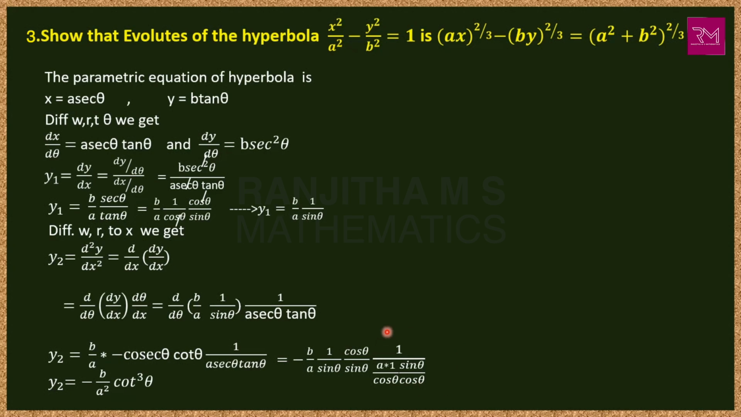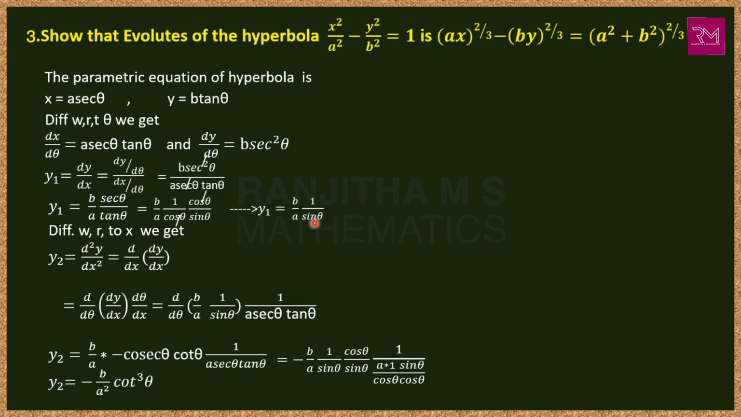If we take it to the numerator, that becomes cos theta into cos square theta, which is cos cube theta, divided by sin theta into sin square theta, that becomes sin cube theta. A into a is a square. Hence we get y2 value as minus b by a square into cot cube theta, because cos cube theta divided by sin cube theta is nothing but cot cube theta.